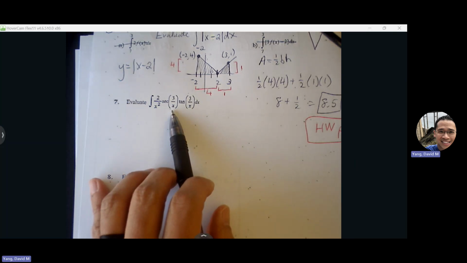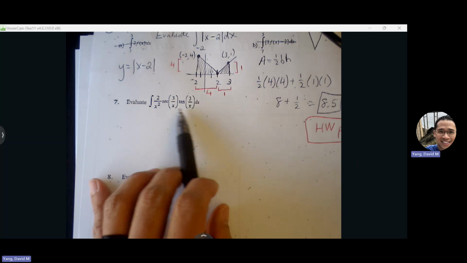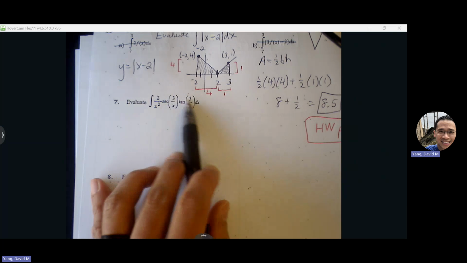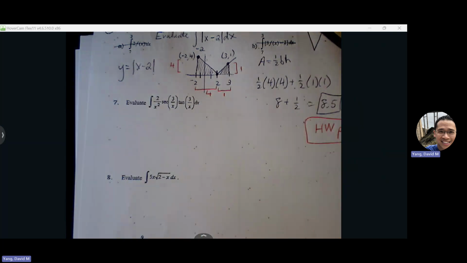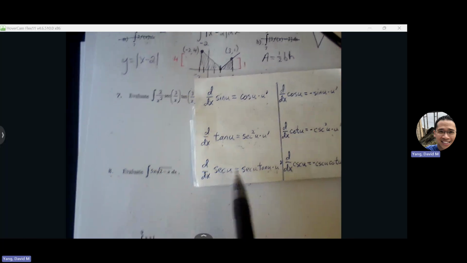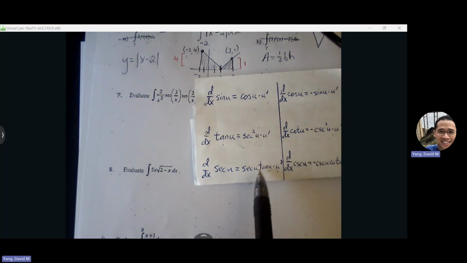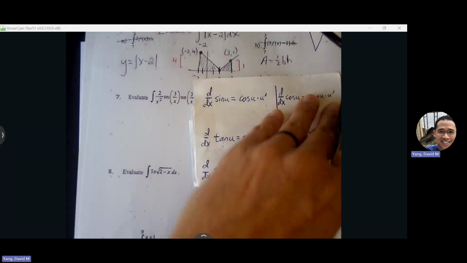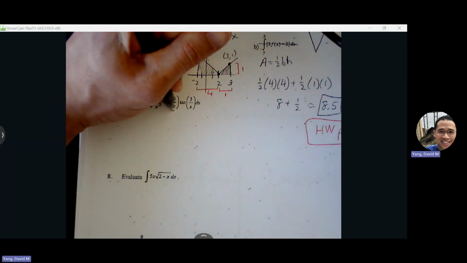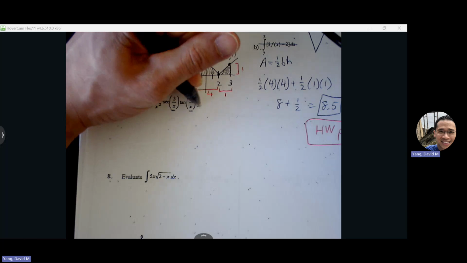So our U value is potentially this 3 over x. There's 2 U values here because it fits into that secant U, tangent U rule. And we know secant U, tangent U antiderivative turns out to be secant, because the antiderivative is just working backwards, starting on the right side of the derivative rules and moving to the left. So for number 7, we target that 3 over x as our U value.